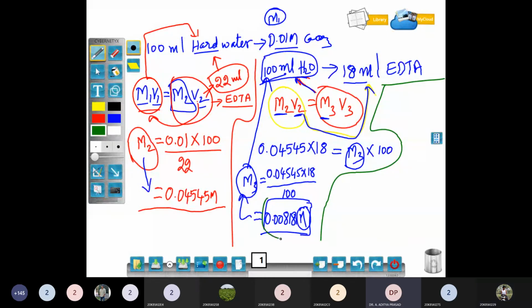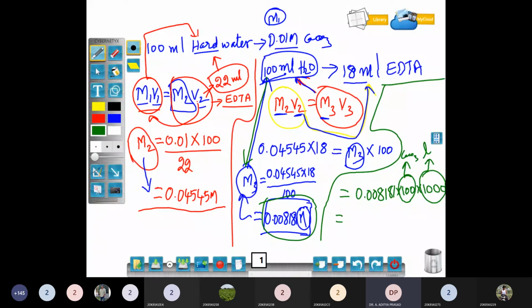Here, this is the molarity of 100 ml of water sample. So we will be converting this 100 ml of water sample into 1 liter. We need to find out in terms of ppm. For that purpose, what we do, we will be multiplying 0.0081 into 100 into 1000. This 100 is for the molecular weight of calcium carbonate. These 1000 is for converting to 1 liter of water.